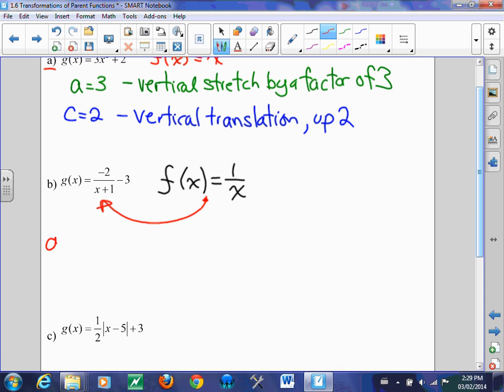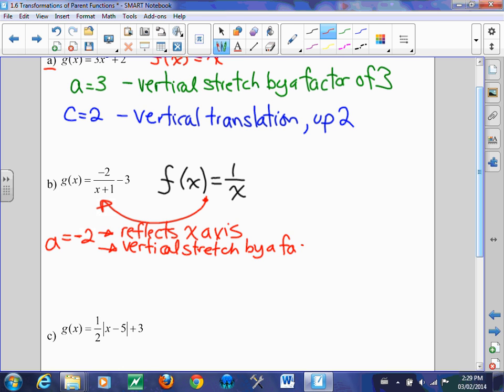So for example, A equals -2. That tells us two things. One, it reflects the x-axis. And it tells us that we've got a vertical stretch by a factor of 2. Okay, it's A.